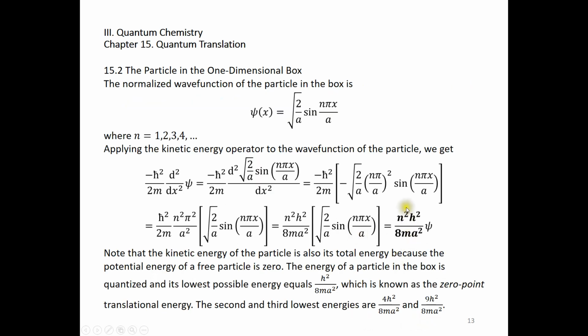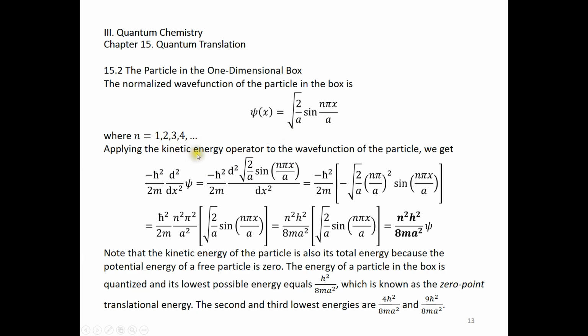Again, the normalized wave function of the particle in the box is the square root of 2 over a times sine n pi x over a. This lowercase a is the side length of the box, or the dimension of the box. n is 1, 2, 3, 4, etc.